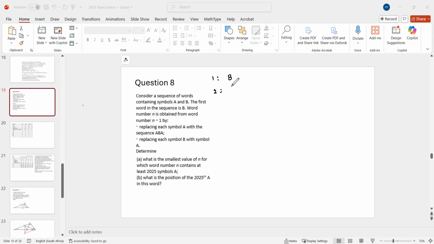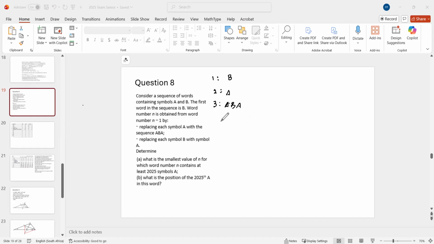Now there is no A here, so you can't replace any of these with ABA. But there is also another rule, replacing each symbol B with the symbol A. So this B becomes A. Okay, we've got the rule now. So the next one is obtained from the previous one by replacing this A by ABA. So wherever you see A, you put ABA.